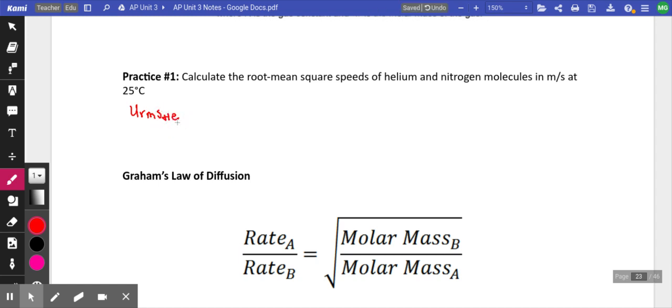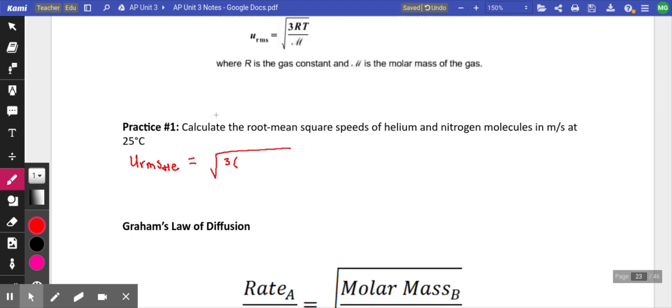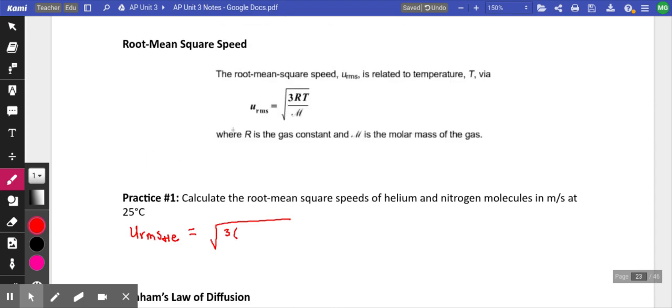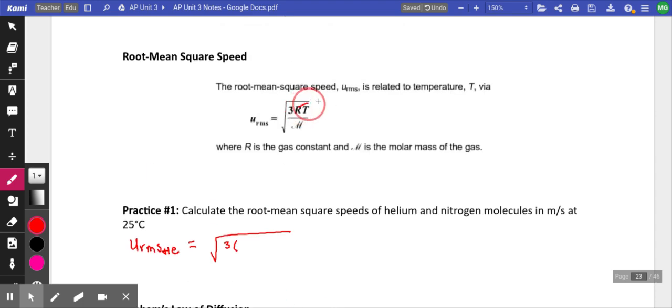So this is helium, and this would be equal to the square root of 3 times, if we look back at the equation, my R. The R that I want to use here is my one that's in joules. So when I'm looking back at this gas law constant right here, I want to use the one that has joules in it. So that would be this 8.314 value that we haven't really looked at.